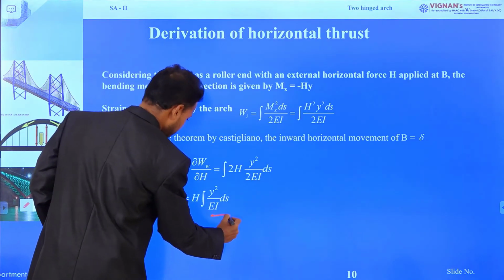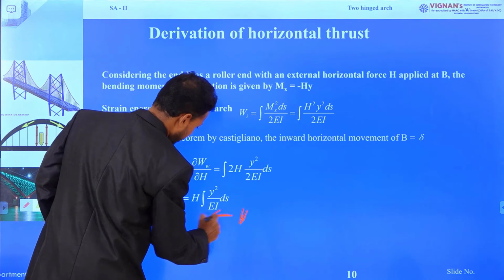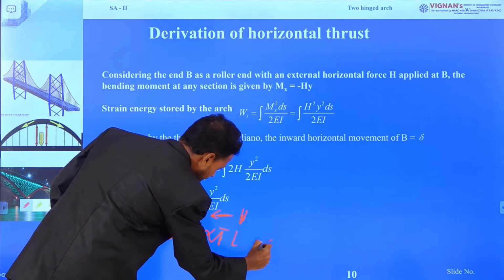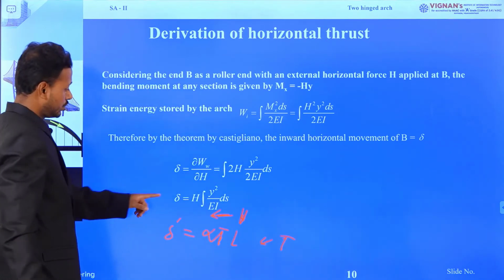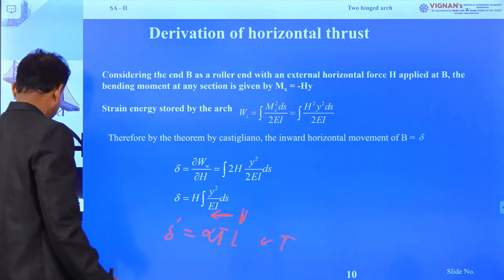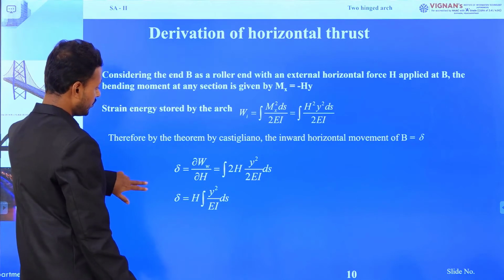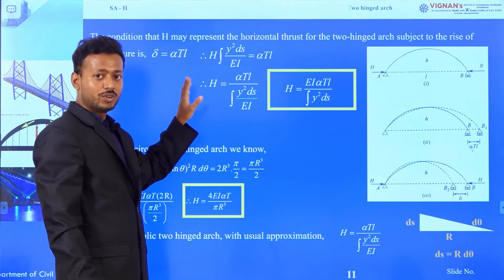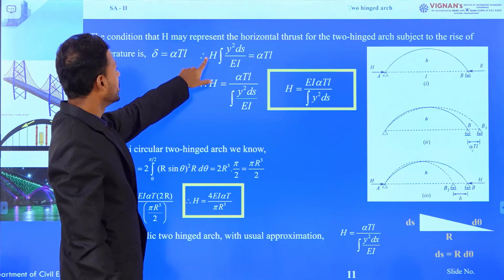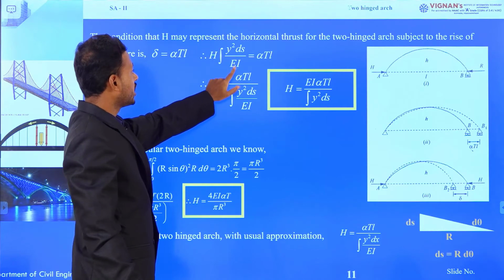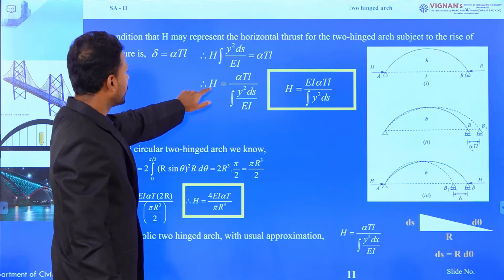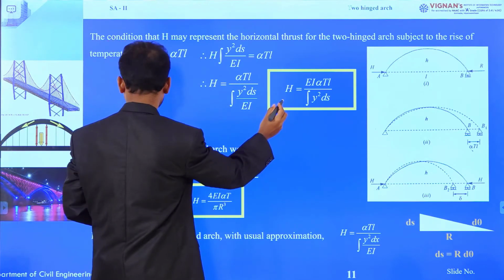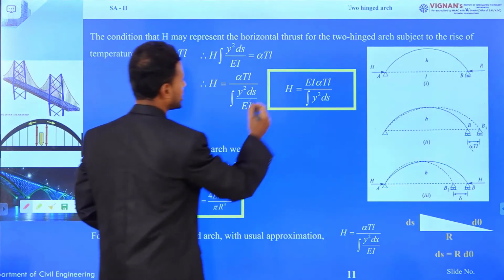This displacement is due to the horizontal thrust H, and delta dash equals to alpha T into L due to the application of temperature. So delta and delta dash will be equal. Equating them, we have H into integration of y square ds by EI equals to L alpha T. So H equals to alpha T L divided by integration of y square ds by EI. This is the horizontal thrust when the temperature rises.